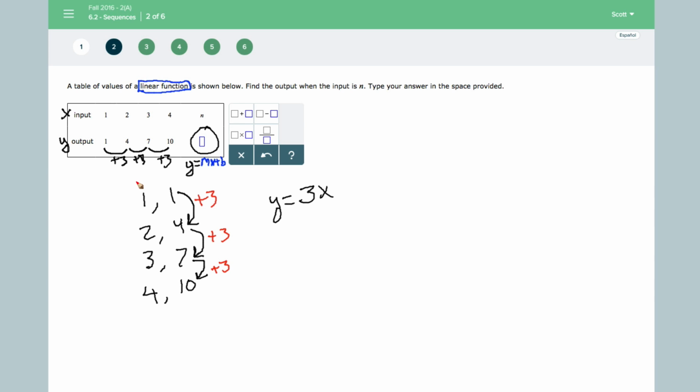Now what would be our 0 term right here? So it goes minus 3, minus 3, minus 3. It would be negative 2. So minus 2. Now instead of x right here, we're going to plug in n, because it doesn't want us to use x, it just wants us to use n. So I'm going to type that middle part right there, the mx plus b. So 3n minus 2. Just like that. 3x minus 2, we change the x for an n, 3n minus 2.